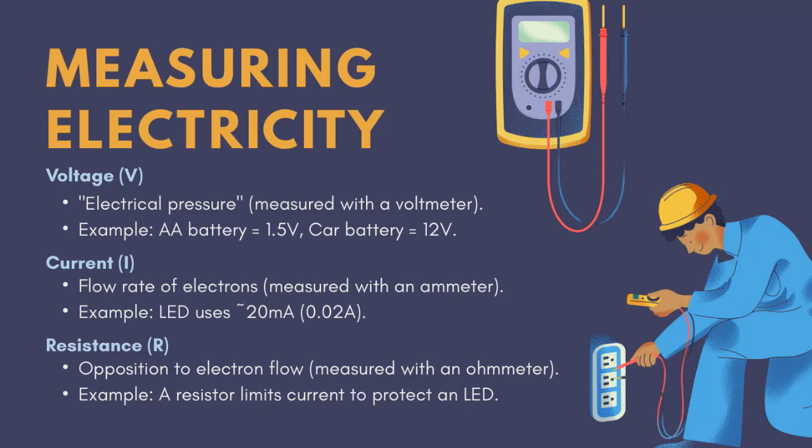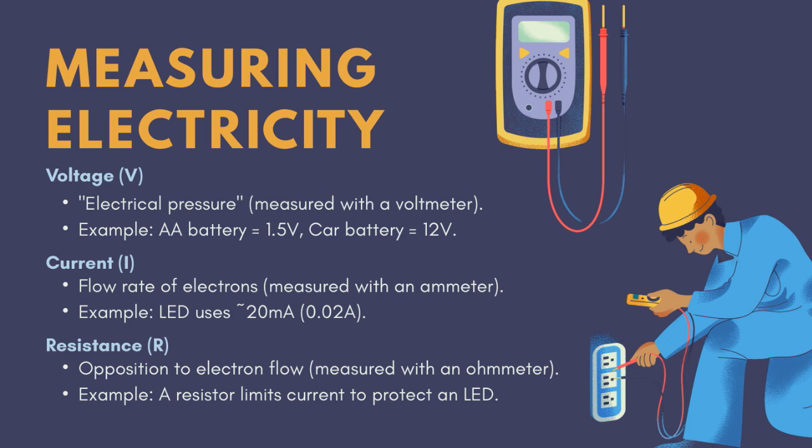Let's talk about resistance, which we denote as R. Resistance is essentially the opposition to the flow of electrons. We measure this using an ohm meter. For example, a resistor is a component that limits the current flowing through a circuit, protecting parts like an LED from too much current. Now, moving on to current, represented by I.